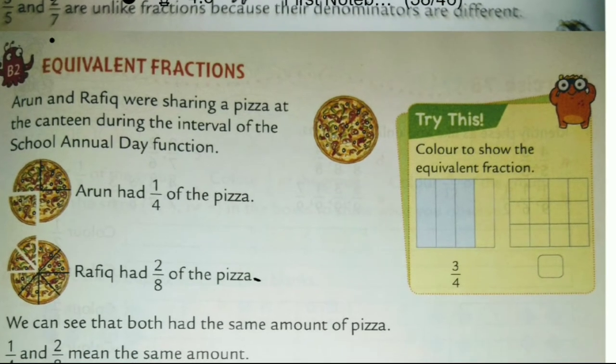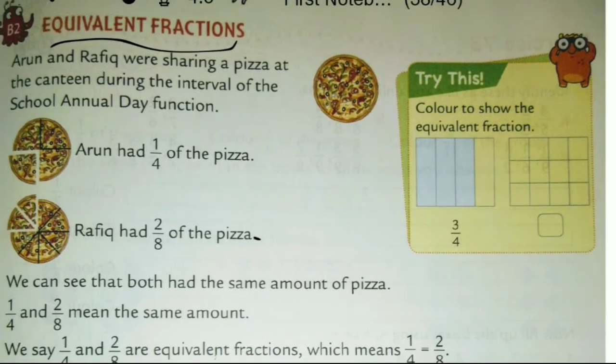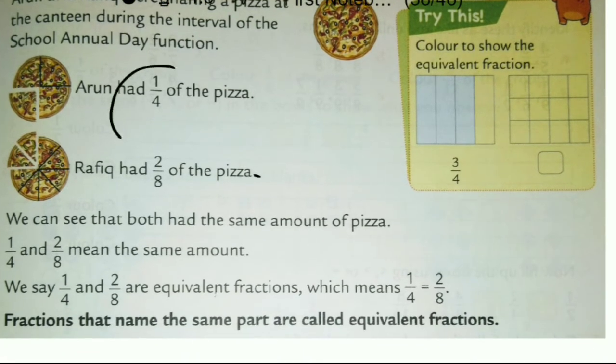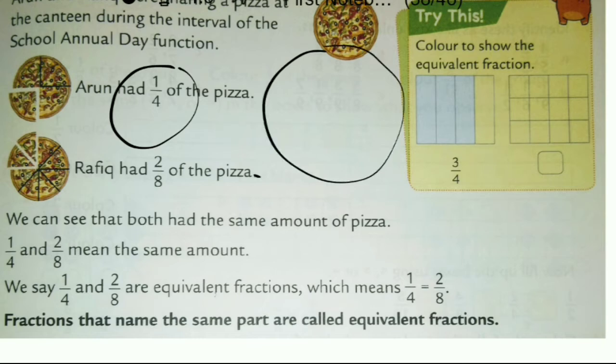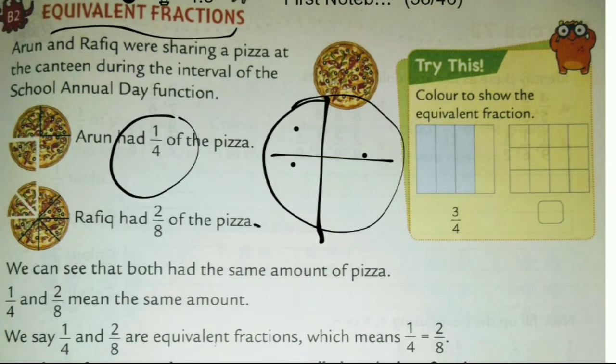Now the next topic is equivalent fractions. Equivalent fractions mean we always get an equal value when we do the cancellation. One example is given here, 1 by 2. This is one pizza. In that pizza we can divide into 2 parts, and that we can divide into 4 parts. Pizza is only one. So if we take one part, that is 1 upon 4.